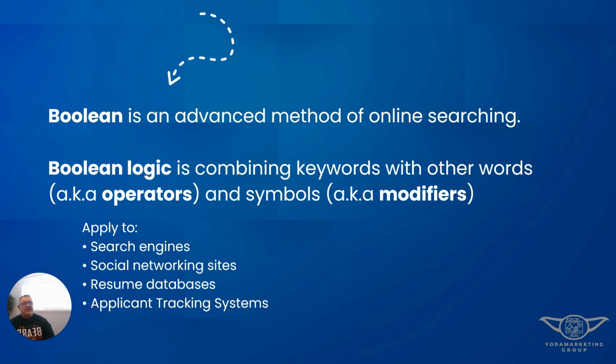Boolean, we touched on this before, right? It's just an advanced method for online searching, and it's just combining keywords with other words. These operators that I showed you before, we put them together in a little chart, and then the symbols. So you can use the word AND or the symbol ampersand as an example.